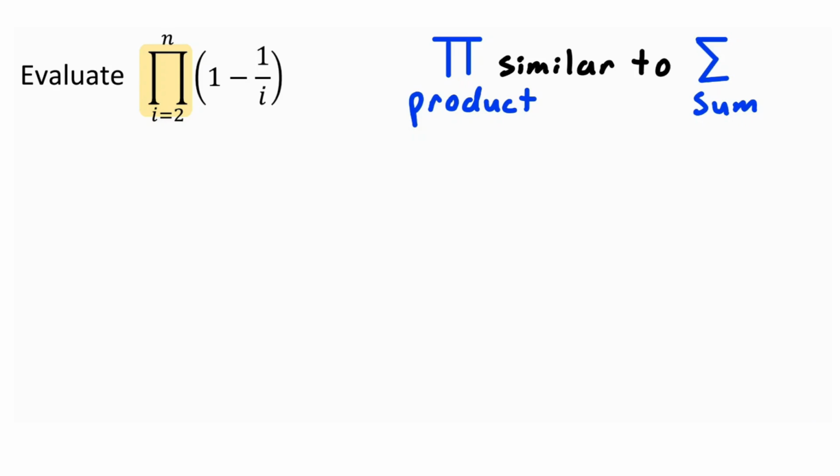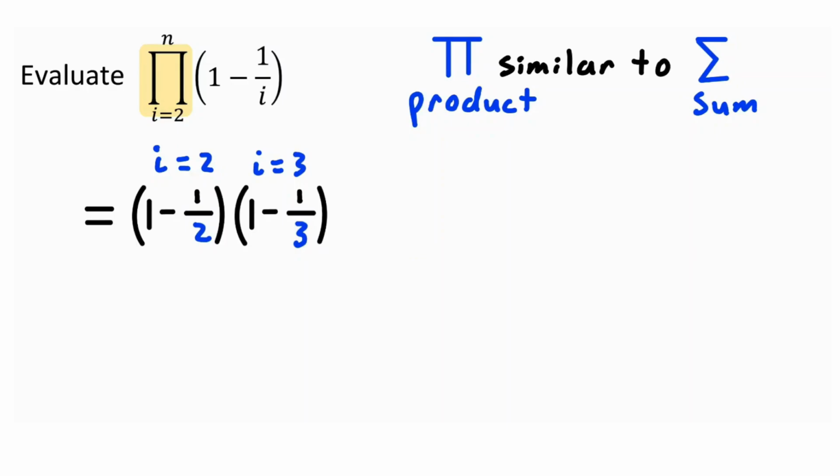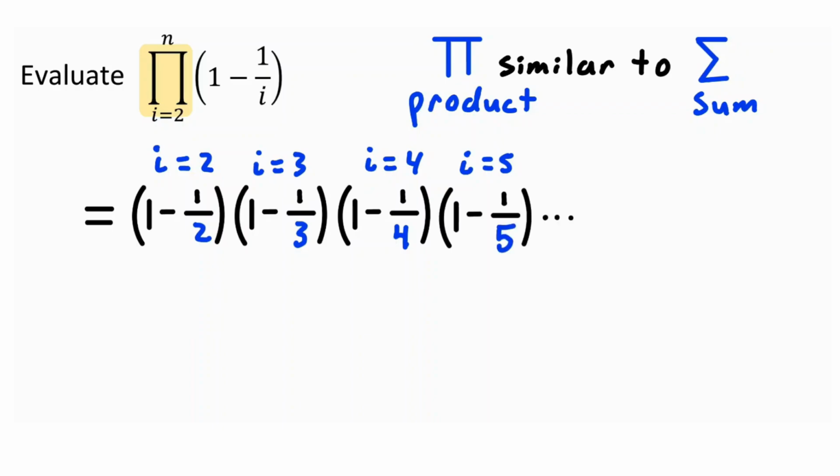So similar to summations, we can just substitute i equals 2 all the way up to i equals n. So for i equals 2, we get 1 minus 1 half. For i equals 3, we get 1 minus 1 third. For i equals 4, we get 1 minus 1 fourth. For i equals 5, 1 minus 1 fifth. We can keep on going.